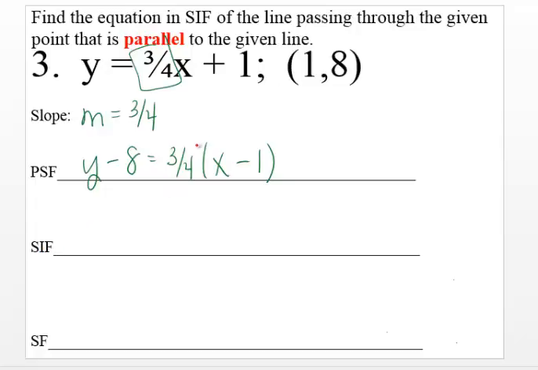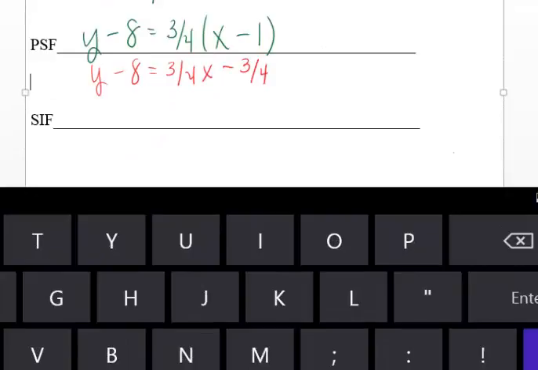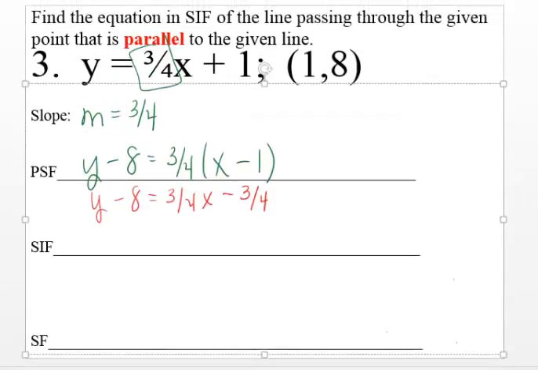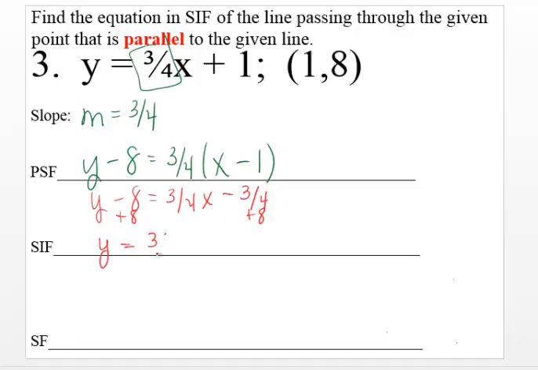Taking it to the next step, slope-intercept form, when I distribute, I get y minus 8 equals 3/4 x minus 3/4. Then we'll have to add 8 to both sides. So I get y equals 3/4 x, negative 3/4 plus 8. I'll go ahead and do that off to the side by making a common denominator. So I've got negative 3/4 plus 32 over 4, that's 8. So that gives me 29 over 4.